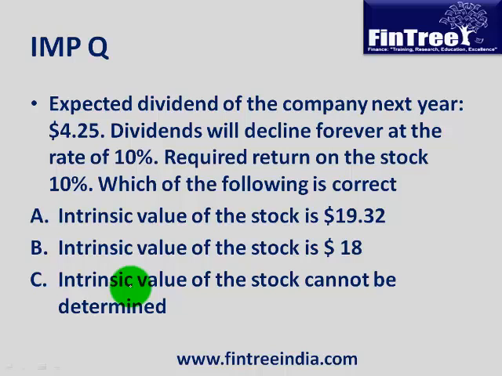How many of you feel C is the answer? C is not the answer. The reason I put this question here is you need to remember that the Gordon growth model works in case of negative growth rates, which means even if the growth is negative, the GGM will still work, and you have to solve it in the same regular fashion.